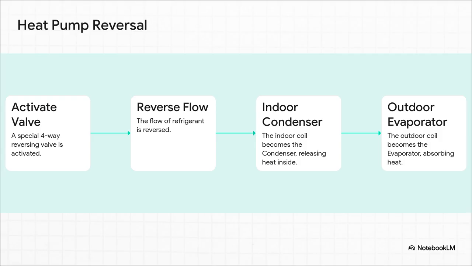All of a sudden, the outdoor unit becomes the evaporator. It starts stealing heat from the cold outside air. Yes, even when it's cold, there's heat energy to grab. Then it sends that heat inside, where your indoor unit becomes the condenser, dumping that heat into your room. You are literally heating your home by air conditioning the outside world.